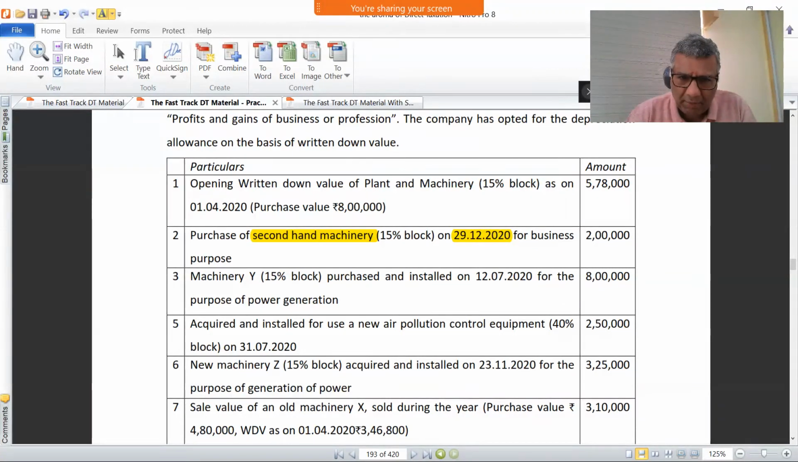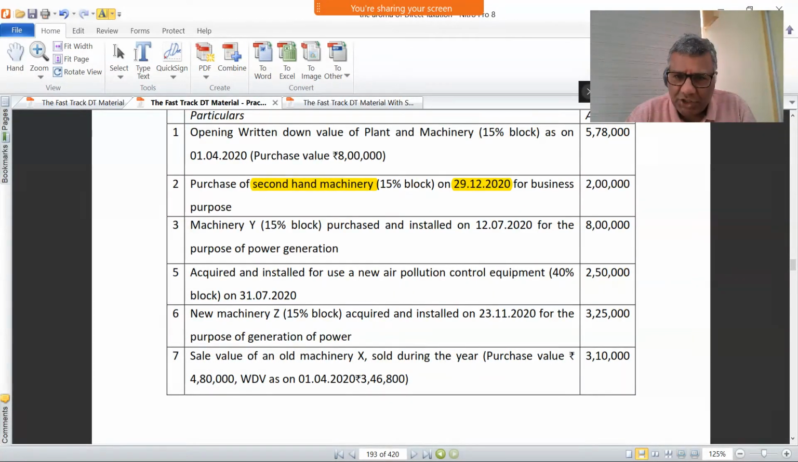Machinery Y purchased and installed in the first of 8 lakhs for generation of power. Acquired and installed a new pollution control equipment 40%. Okay, that is a different asset. New machinery purchased and put to use for less than 180 days 325. Sale value of old machinery 310. Read through.